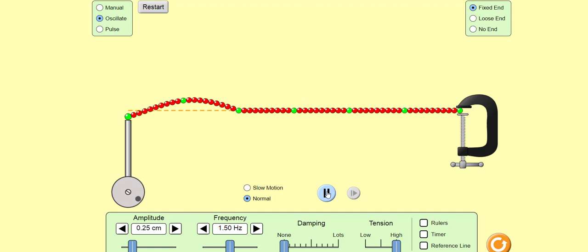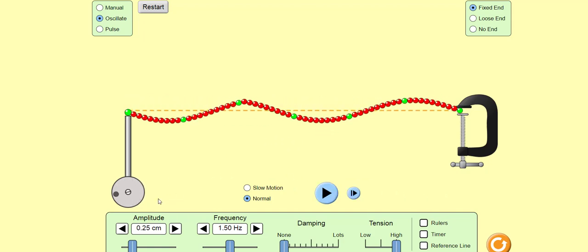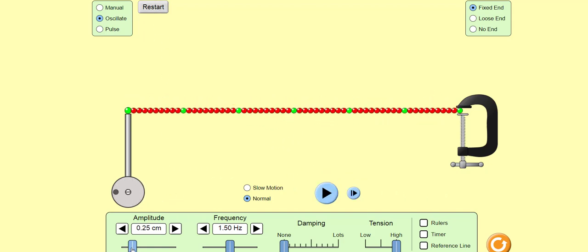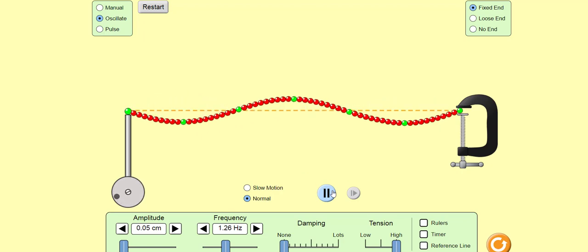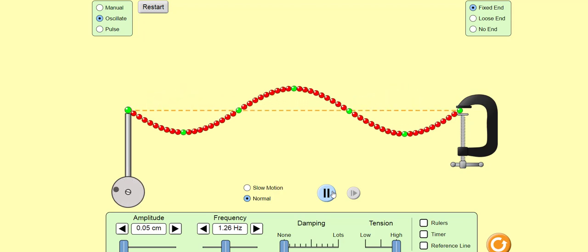Now, let me make some tweaks to some of these variables here. Let me bump down the amplitude. And let me change the frequency to 1.26 Hertz. Let's see what goes on now. Notice that there is a distinct pattern to what we are seeing now.